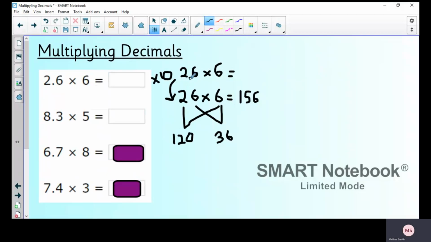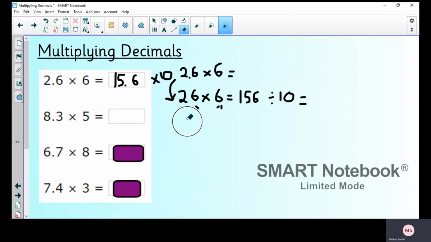It was asking 2.6 times 6. I times it by 10 here. What do I have to do to my answer? Divide it by 10. 156 divided by 10 is 15.6. Right, excellent. Let's have a look at the next one using the same method.